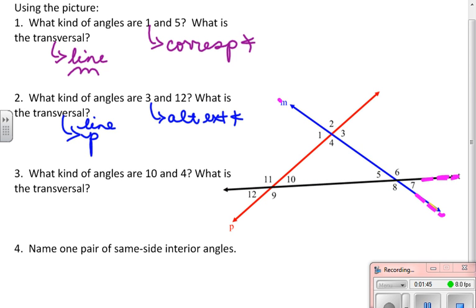Don't be afraid to draw in your homework or draw in your notes. It really helps things become more clear. What kind of angles are 10 and 4? Here's 4, here's 10. 10 and 4 are formed by line T and line M. This time, the red line P is our transversal.